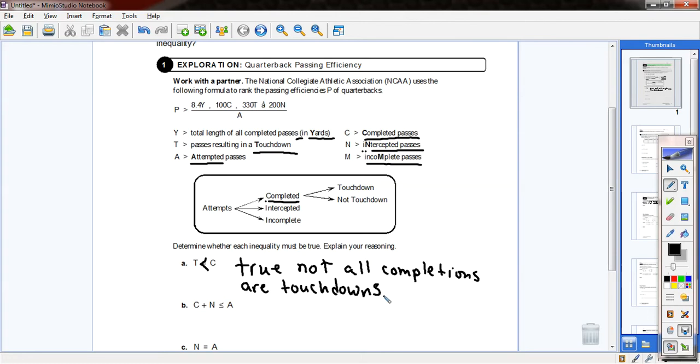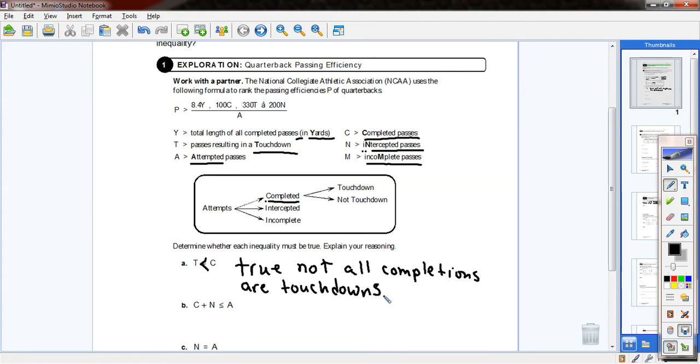Well, here's the deal, guys. You're going to have basically a lot of attempts. Some of your attempts are going to get completed, some are going to get intercepted, some are going to be incomplete. So is this statement going to be true or false? The number of completions you have plus the number of interceptions you have has to be less than or equal to the number of attempts you have in a game. How many say that's true?